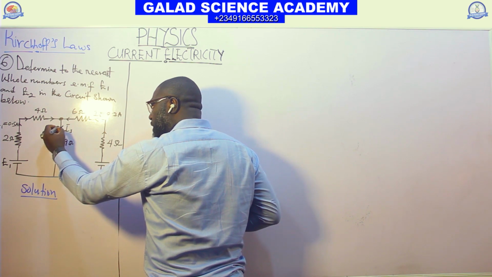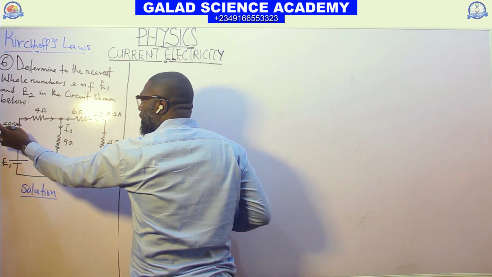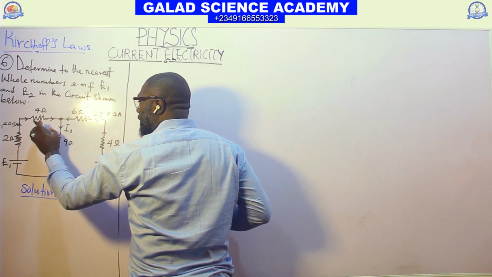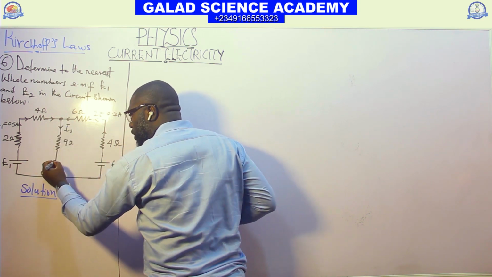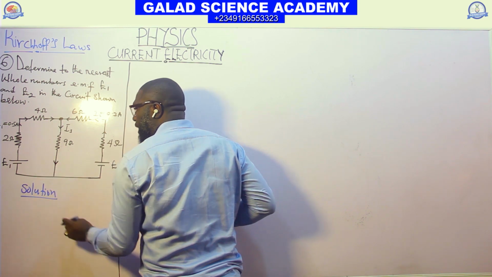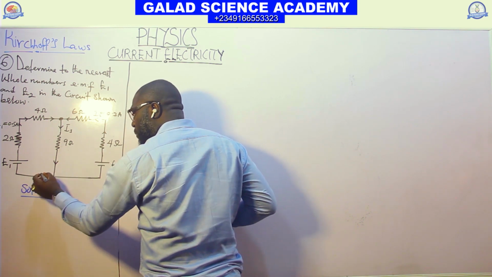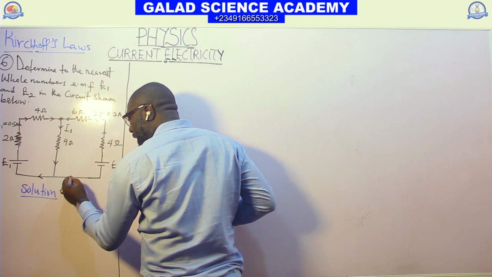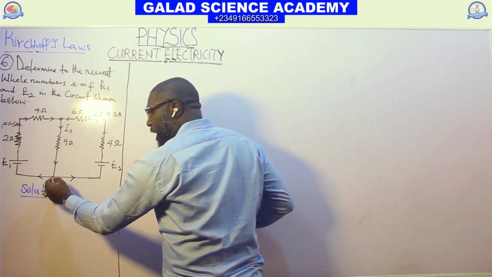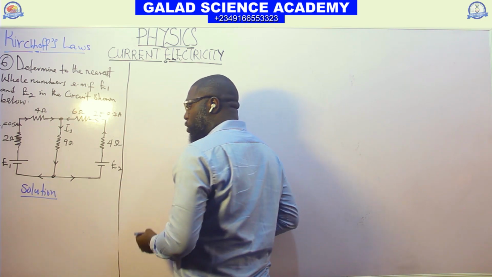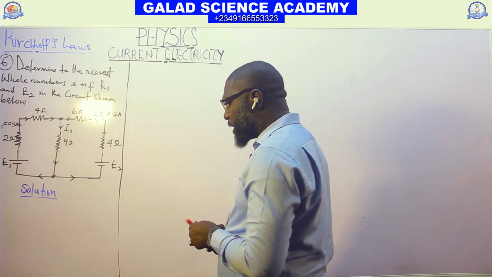Getting to this point, I1 and I2 meet at this junction, and they give us I3. When we get to this point, this current goes back here, and this one also goes back here. So this is also another load.